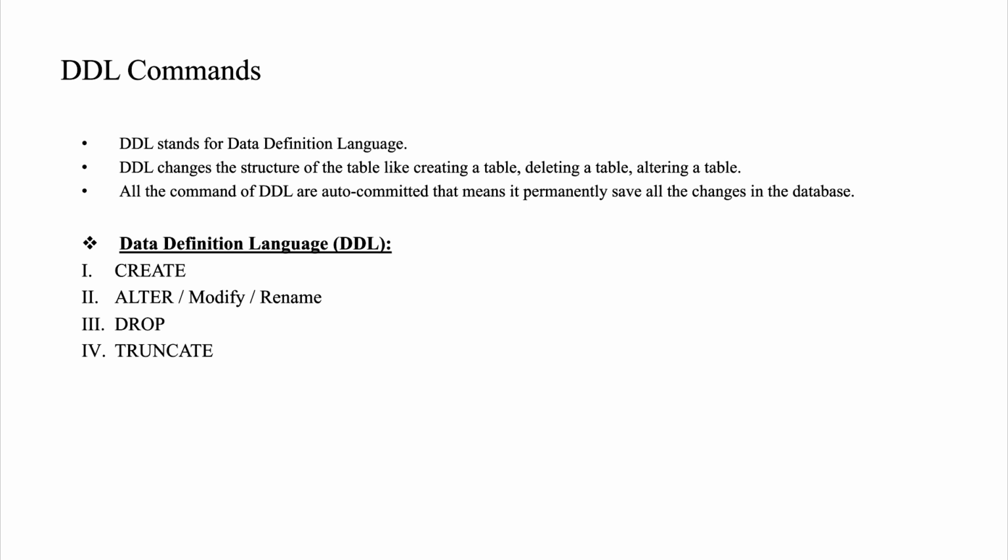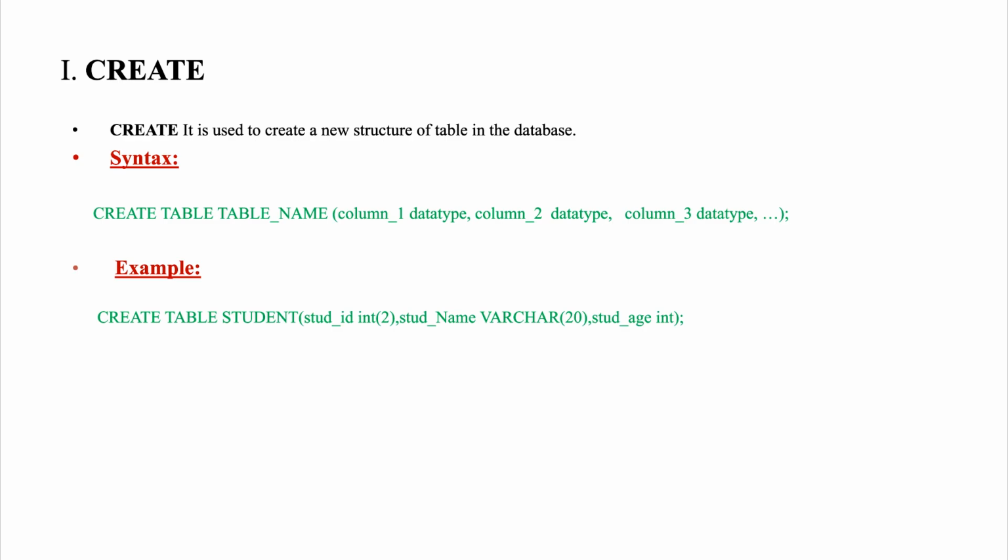DDL commands are create, alter, drop and truncate. These commands work on the structure of objects. Okay, you can create objects like table, procedure, function. You can also drop these objects or modify these objects. So the first one is create.